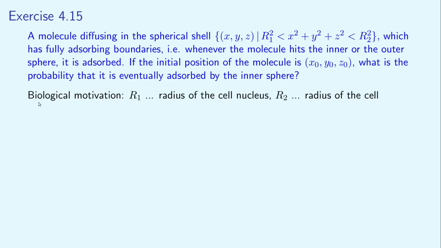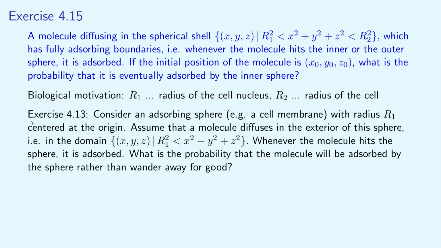A biological motivation for this example could be that r1 is the radius of the cell nucleus and r2 is the radius of the cell. And we are considering the behavior of molecules in the cytoplasm, which is the name of all of the material within a cell enclosed by the cell membrane, except for the cell nucleus. However, we can also use our result to answer exercise 4.13, which has slightly different motivation.